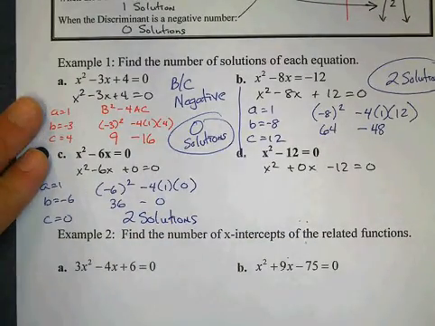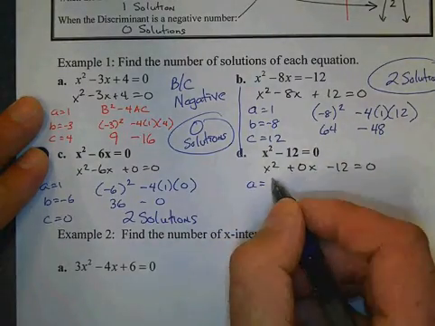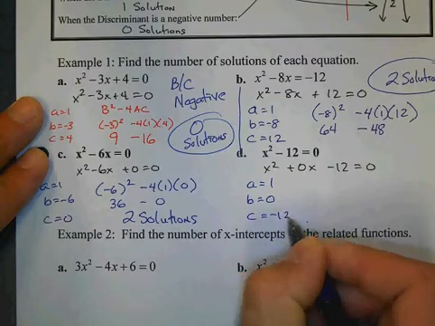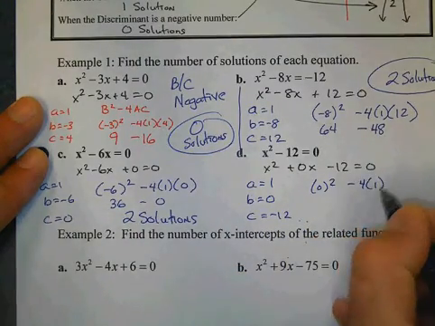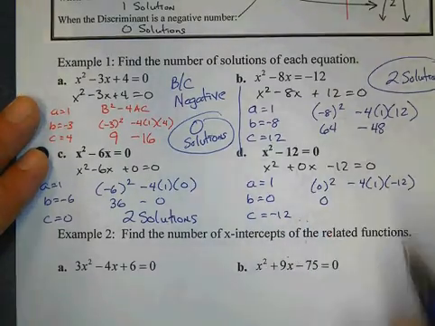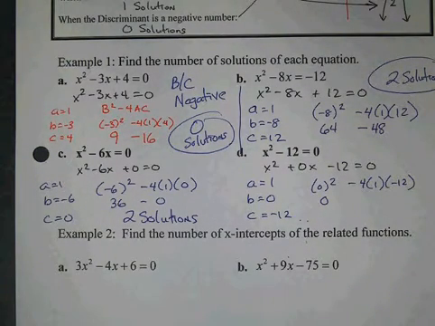Let's try this one. What's A? 0. What's B? 0. What's C? Good. 0 squared minus 4 times 1 times negative 12. What's 0 squared? Obviously 0. What's negative 4 times positive 1 times negative 12? Positive 48.